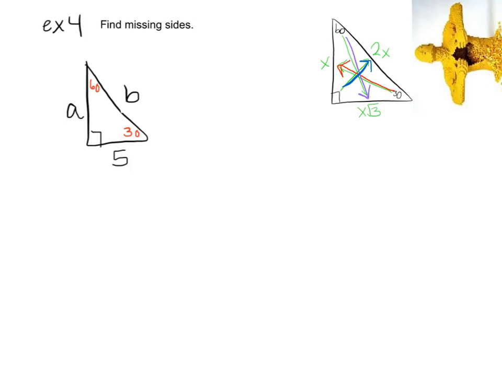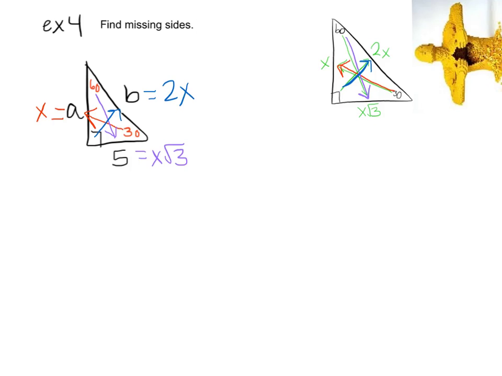Now let's identify what we have. Across from the 30-degree angle will be red, so I'm going to take the 30-degree angle. This should be x. Across from the 60-degree angle is purple. This is x square root 3. And across from the hypotenuse is 2x. Where am I getting these three values, x, 2x, and x square root 3? I'm getting them from my standard 30, 60, 90 triangle.